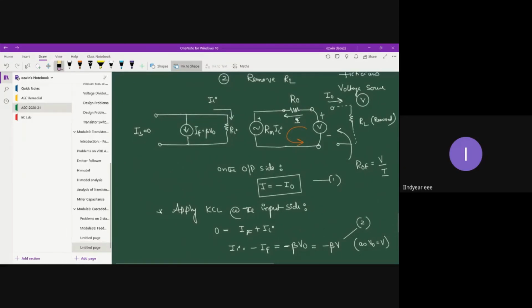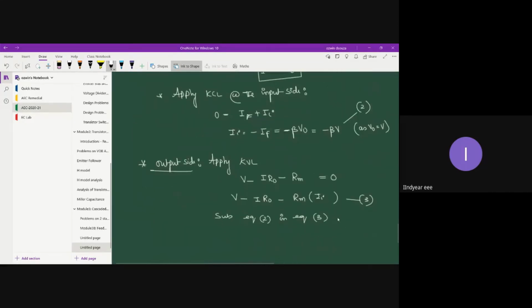No, this was the mistake. V minus I into R naught minus RM into II. Instead of II, I wrote VI there. That was the mistake. So this is where, yeah, here, RM into IA. Substitute equation 2 in equation 3. So what do we have? We have V minus I into R naught minus RM into IA.